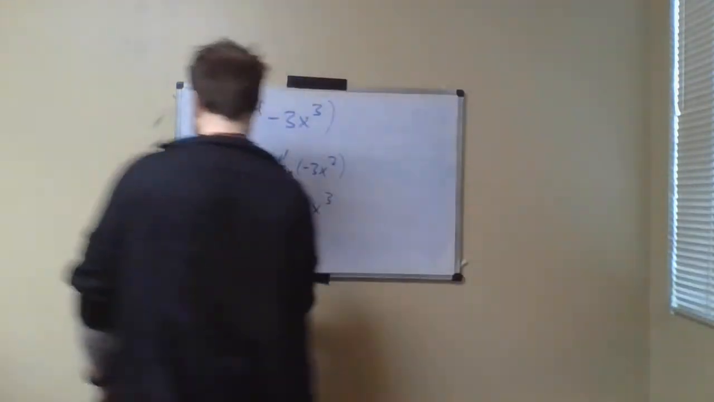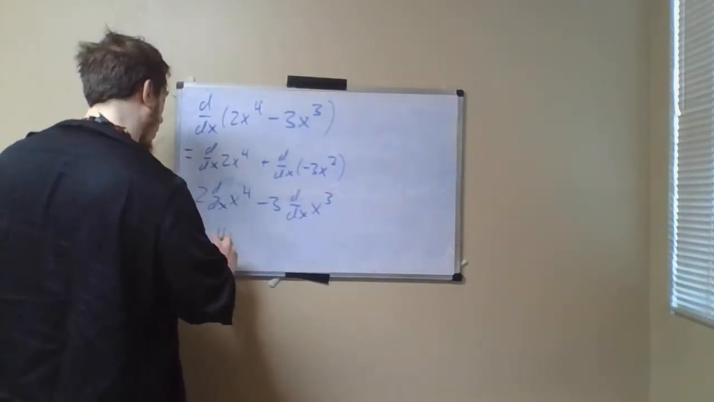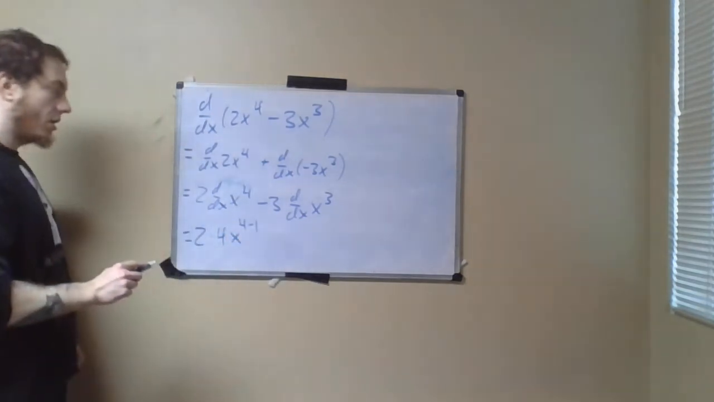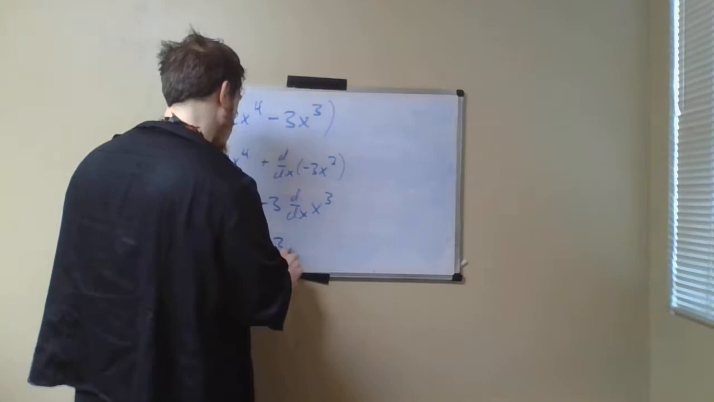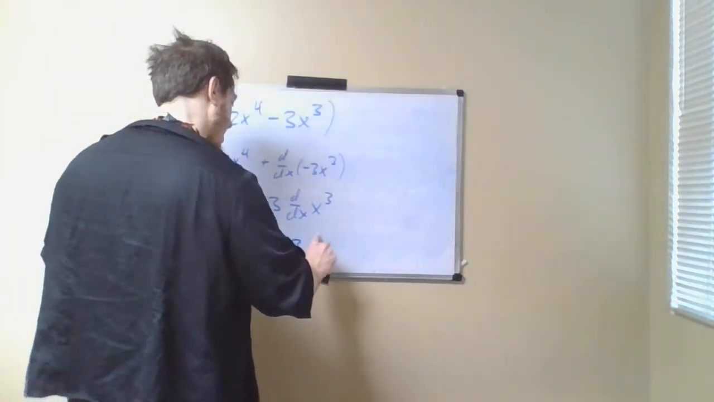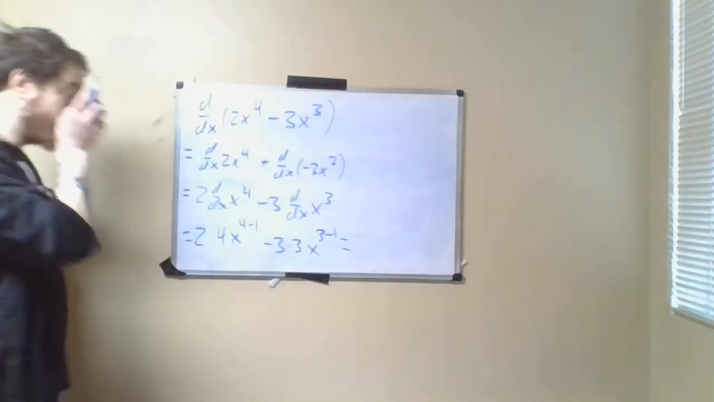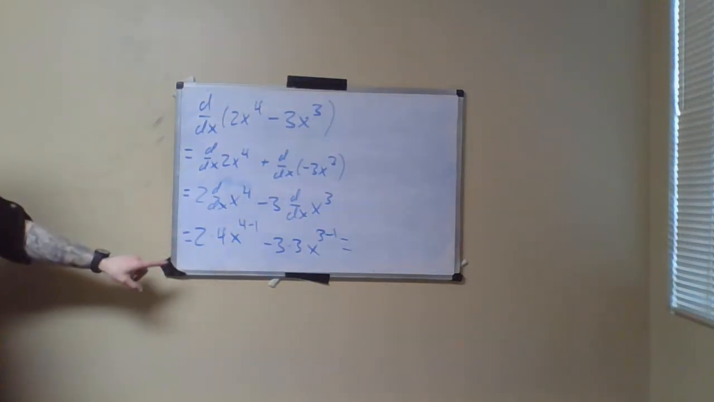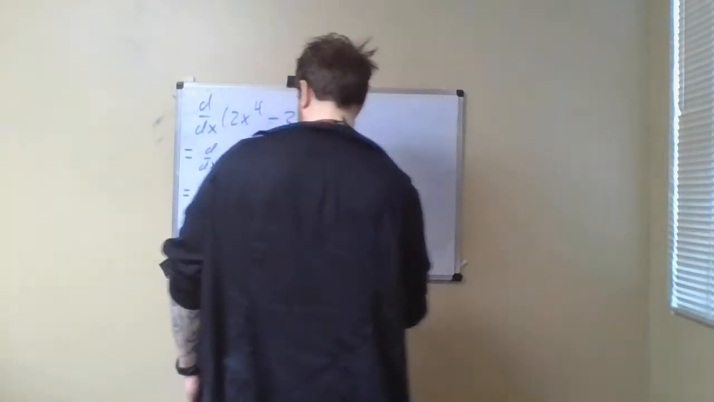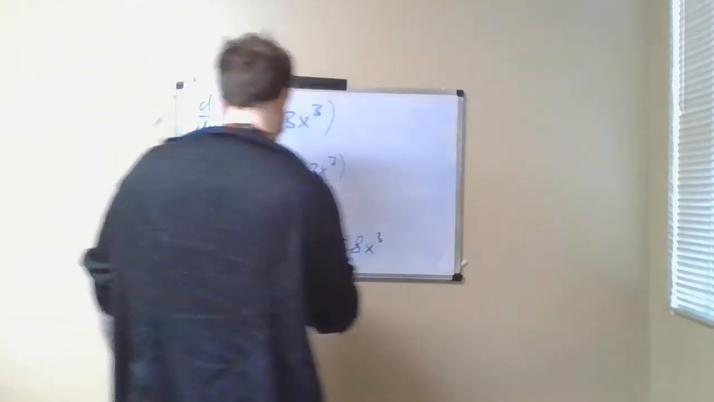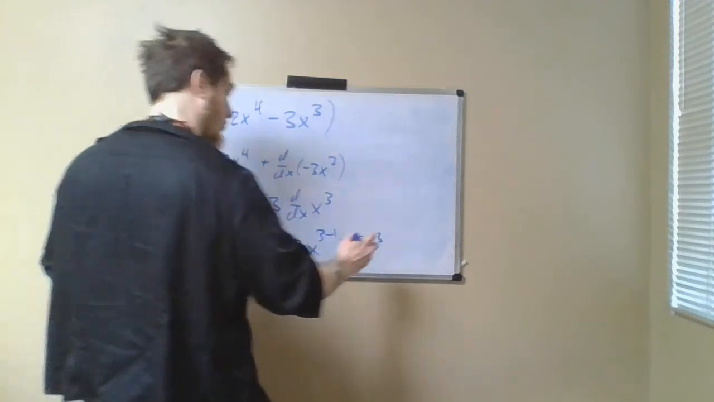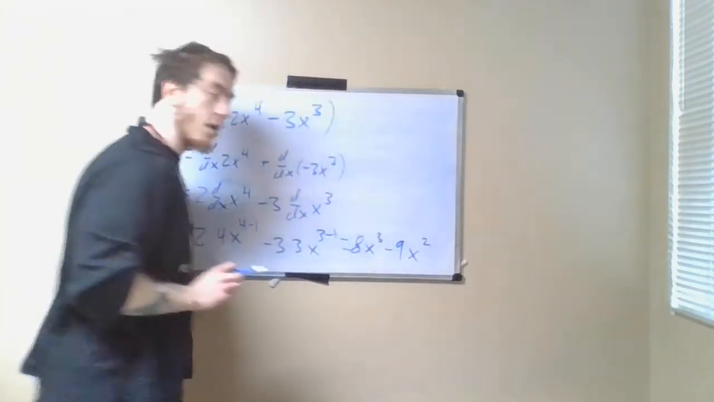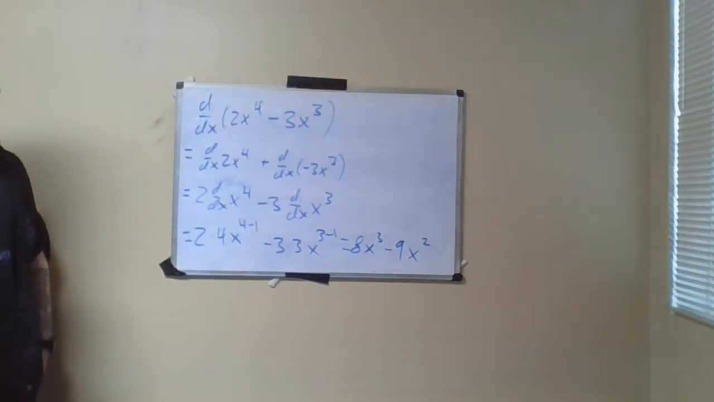So for x to the fourth, I have to multiply by 4 and decrease the exponent by 1. For x cubed, I have to multiply by 3 and decrease the exponent by 1. So what I end up with when I do all of these operations that I've got written down, 2 times 4 is 8, of course, and then 4 minus 1 is 3, and then negative 3 times 3 is negative 9, 3 minus 1 is 2. So we end up with 8x cubed minus 9x squared.